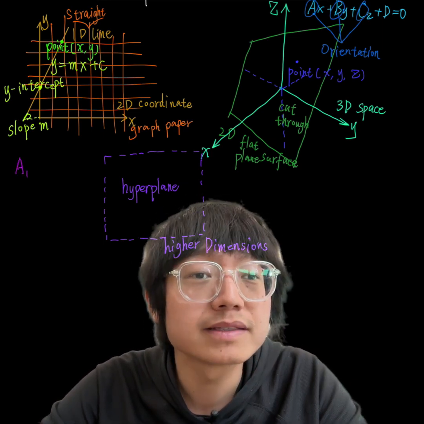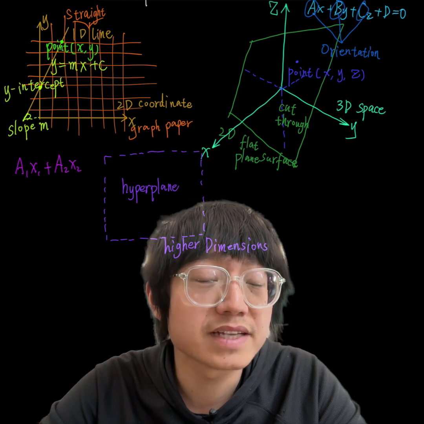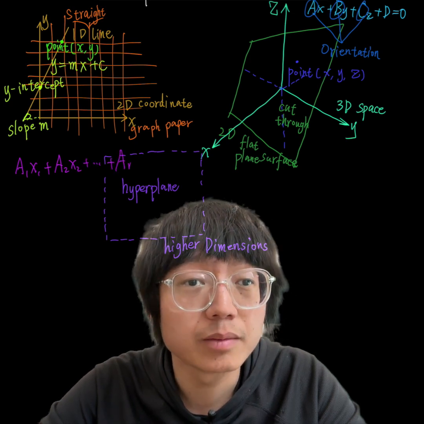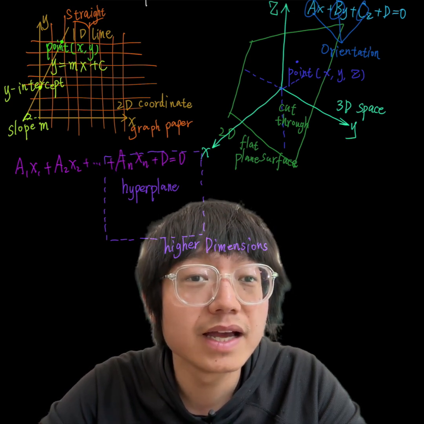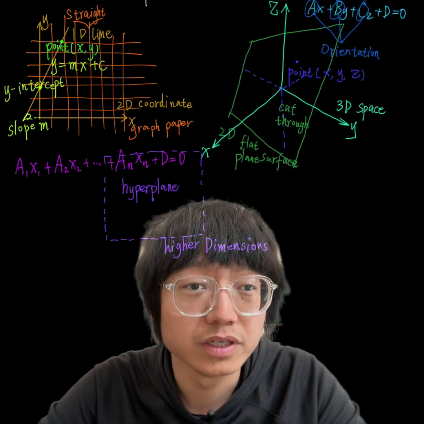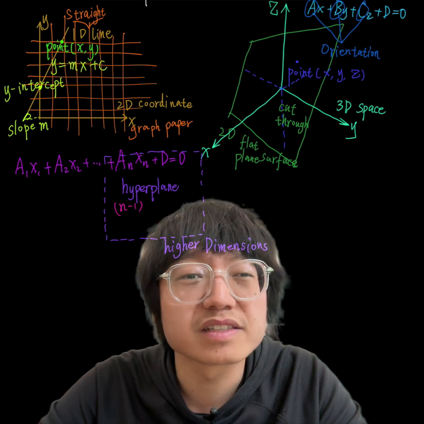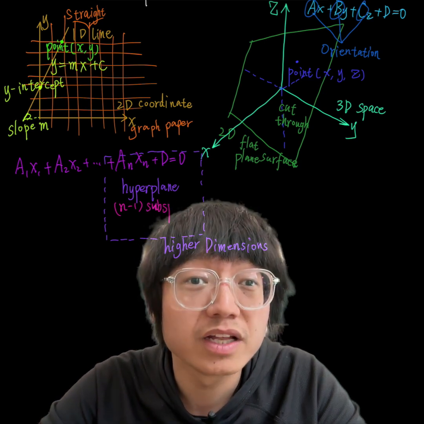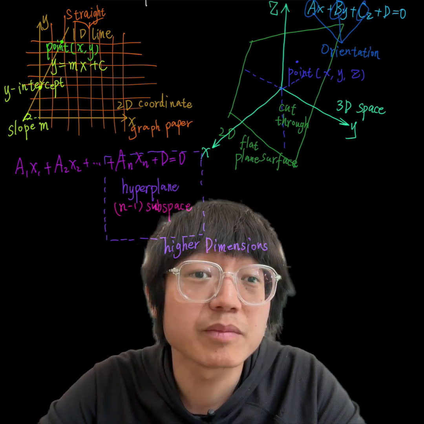a sub 1 times x sub 1 plus a sub 2 times x sub 2 plus ellipsis plus a sub n times x sub n plus d equals 0. So this hyperplane is a subspace of dimension n minus 1 in n-dimensional space.